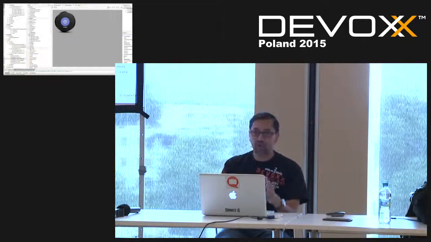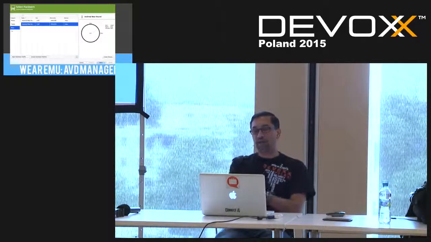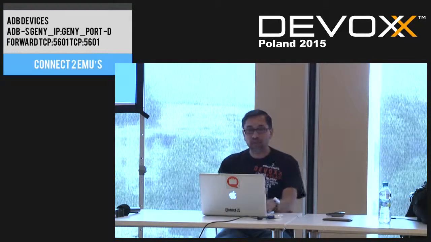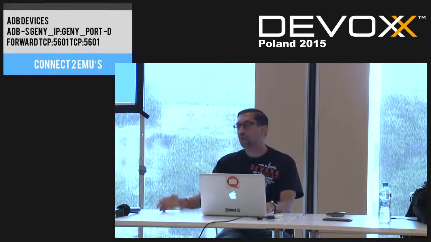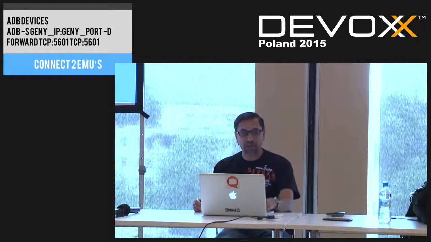That's how we accommodate for square and roundness, and of course you have to provide images in the different resolutions. All right, so we have our Wear emulator set up, we have our Genymotion set up, and there's one final step we have to do, and that is we have to link these two devices together. Essentially what we're doing is we're creating a virtual connection, not over Bluetooth because these are just emulators.